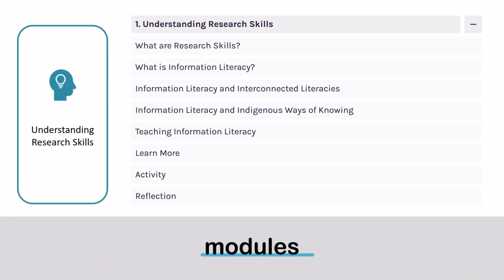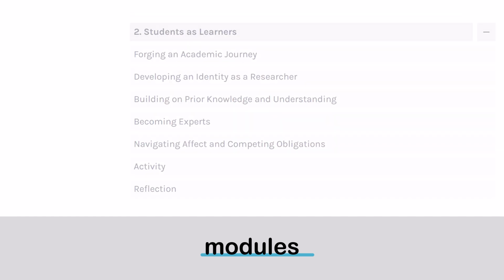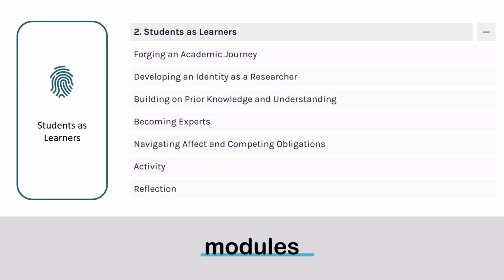For the chapter on understanding research skills, I offered an overview of information literacy and how it applies to research assignments. Next, in students as learners, I focused on the student experience and how to help them learn through the process of completing a research assignment. For example, recognizing where students are on their academic journey and how to foster their identity as a researcher.